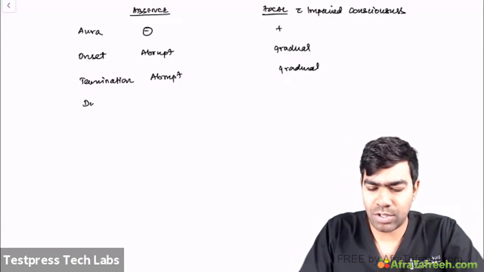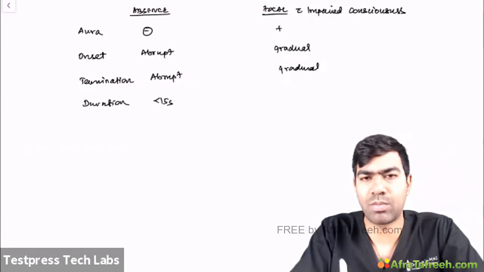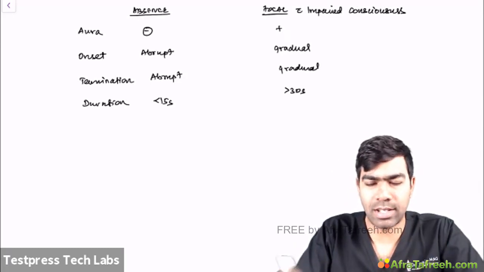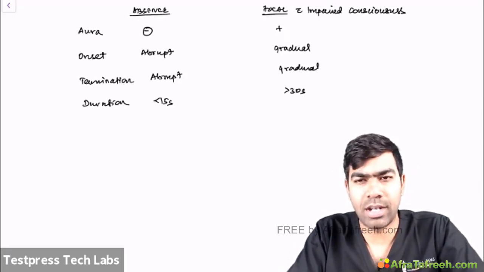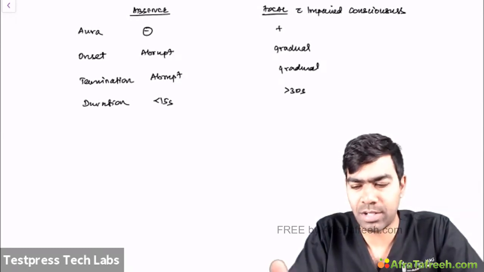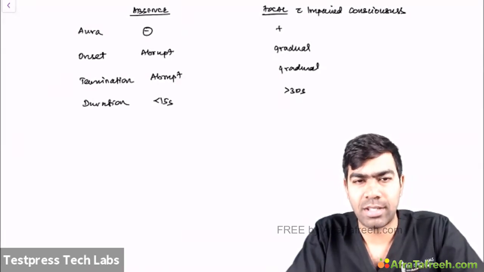The total duration of the seizure, as far as absence seizure is concerned, will be less than 15 seconds, not more than that. Whereas focal with impaired consciousness will be for more than 30 seconds, so it will be quite a little longer in duration. Not hours together, it will be within 5 to 10 minutes only, but more than 30 seconds, compared to absence, where it will be less than 30 seconds.